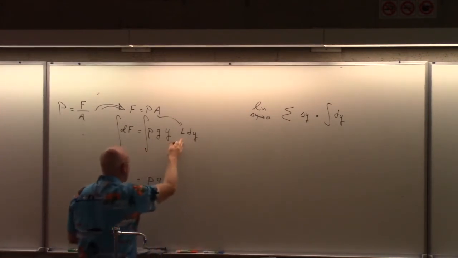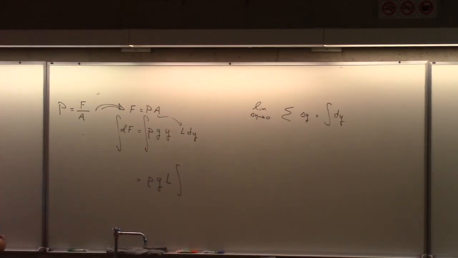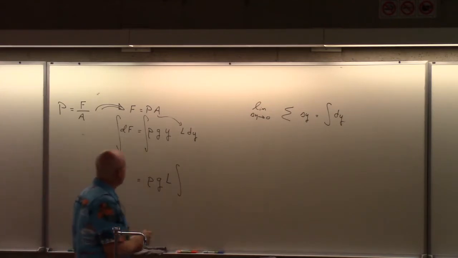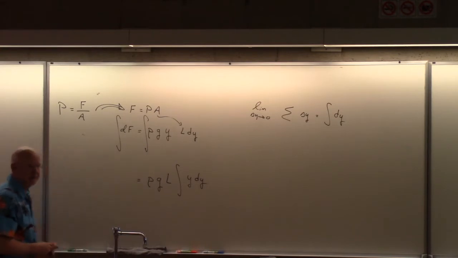I'm going to pull L out in front because it's a constant, at least in my kind of perfect rectangular dam. I know a real dam probably flares out a little bit from the shape of the canyon where the dam was built. But in mine, the L is a constant. And then I just get this integral of y dy.